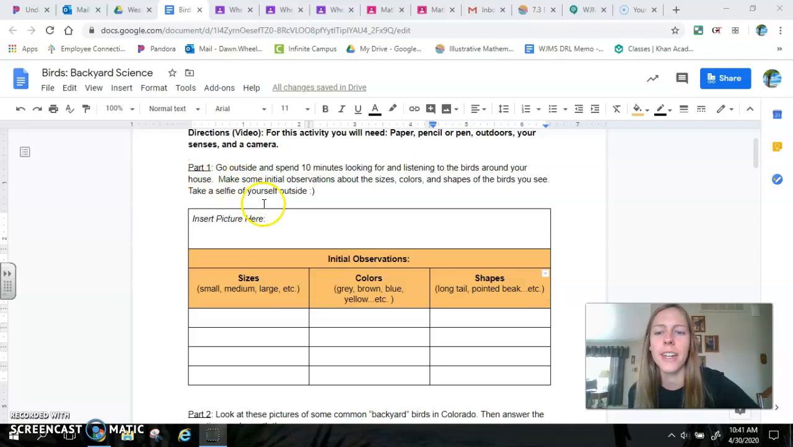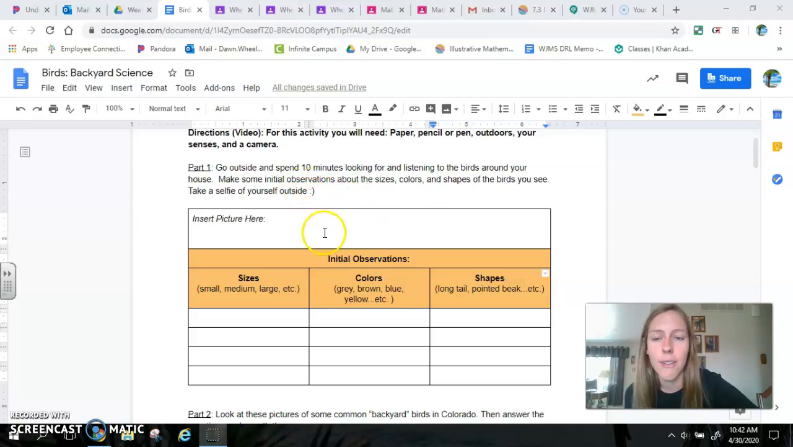So part 1, this is designed to be a 2-day assignment. What I would suggest is today on Thursday doing part 1, tomorrow on Friday doing part 2. Part 1 says go outside and spend 10 minutes looking for and listening to the birds around your house. Make some initial observations about size, colors, and shapes of the birds you see, if you can see them. If not, just be listening at what they sound like and those kinds of things.